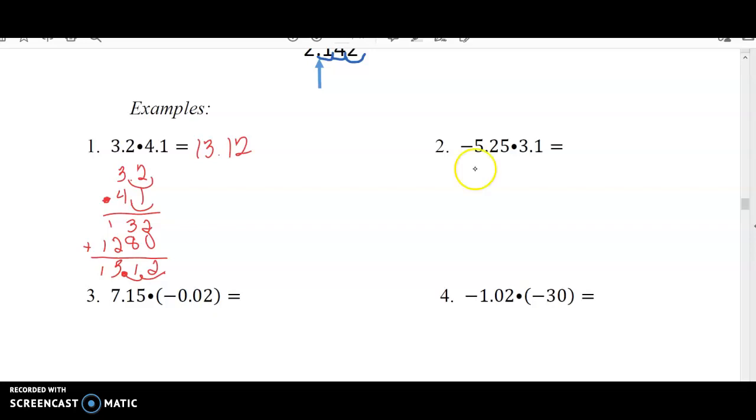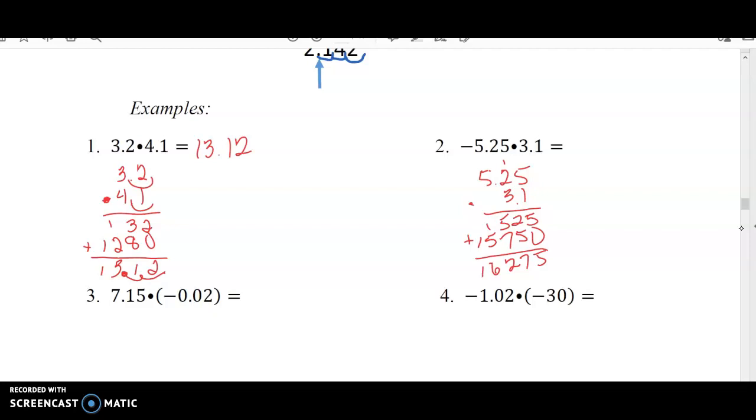Number 2, I'm going to put 5.25 on top because it has more digits, and 3.1 on the bottom. Notice I did not line up my decimal points. Multiply like normal. 1 times 5 is 5, 1 times 2 is 2, 1 times 5 is 5. And then I hold the place value. 3 times 5 is 15. Trade the 1. 3 times 2 is 6 plus 1 is 7. 3 times 5 is 15. Add them up. So this is just as if I was multiplying 525 times 31. 5 and 0 is 5. 5 and 2 is 7. 5 and 7 is 12. Trade the 1. 6 and then 1.